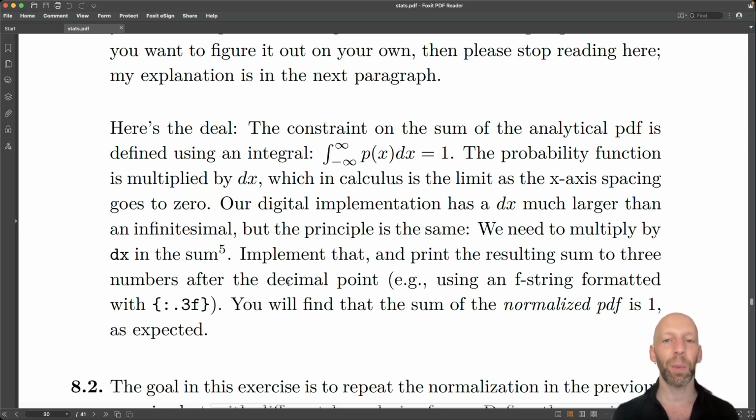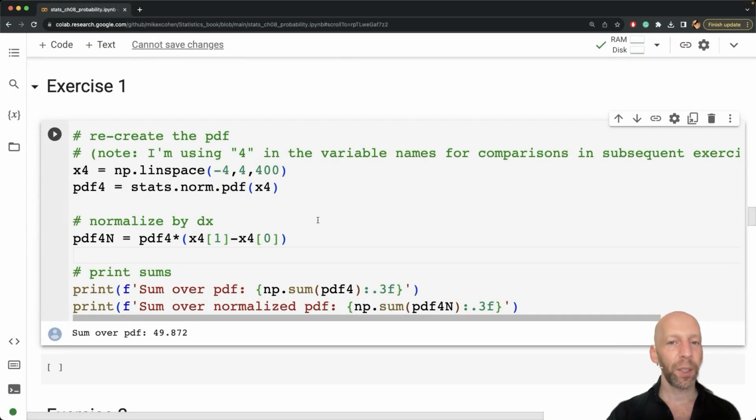Okay, so now I will switch back to Python and I'll show you that normalization. Normalization is really simple. So here I call this variable PDF4n. The n is for normalized. And all I'm doing is multiplying by the difference between any two successive values of x. So this is going to give me dx. It doesn't necessarily need to be the second element minus the first element. It can be the last element minus the second to last element. Doesn't matter which element you pick. Any two successive elements will have exactly the same spacing because of how I defined this function.